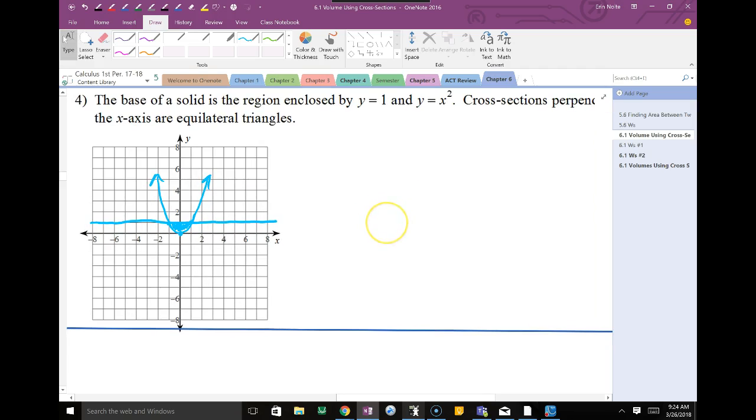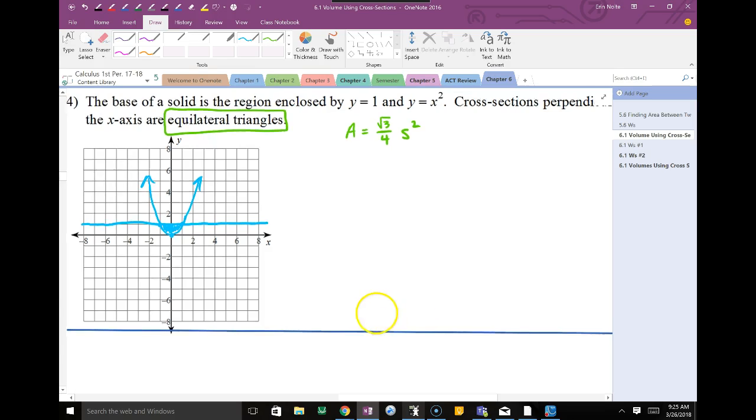Okay, so let's find the equation. We're going to have cross sections that are equilateral triangles. So we're going to start by finding the area of an equilateral triangle. Does anybody know what the equation of an equilateral triangle is? The square root of 3 over 4 times s squared.